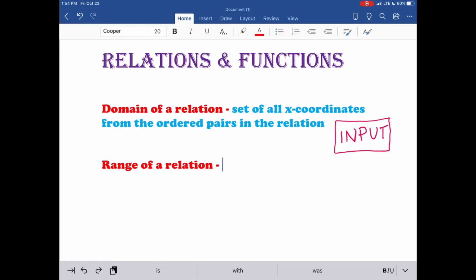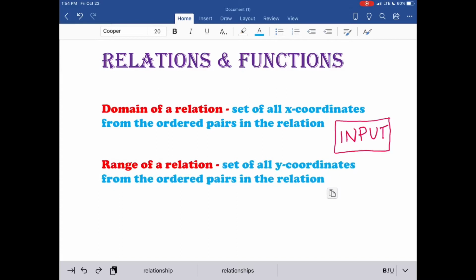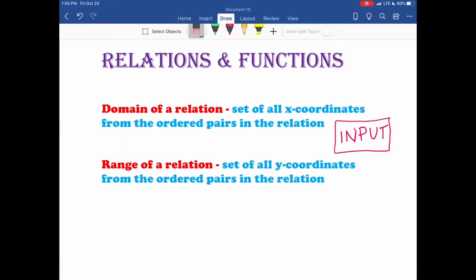That takes us to our second definition, and that's range. What's the range of a relation? Well, the range is going to be the y values. So it's the set of all the y values from that ordered pair in that given relation. And I also like to think about range as the output of that given relation.